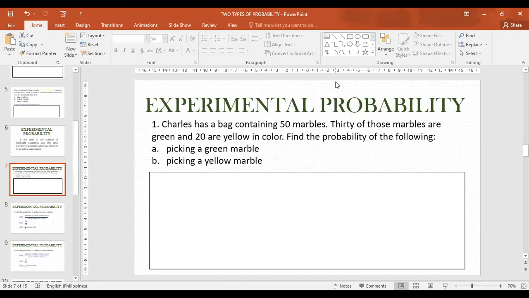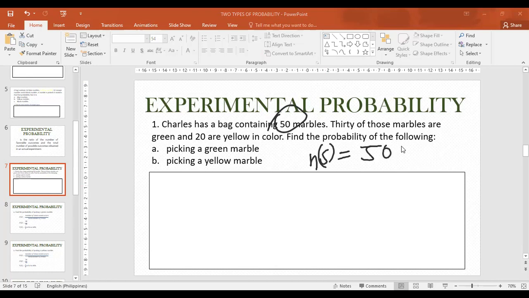So, let's have an example. Charles has a bag containing 50 marbles. 30 of those marbles are green and 20 are yellow in color. Find the probability of the following. So, given na si sample space, which is yung 50. Okay, guys, pakitandaan po na kapagka given na ang sample space or yung kabuuang number, hindi niyo na kailangang i-compute pa siya, no?